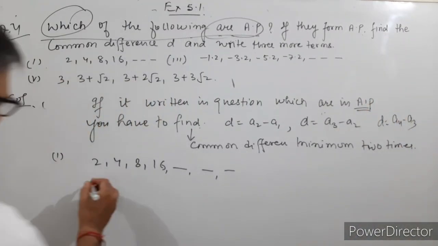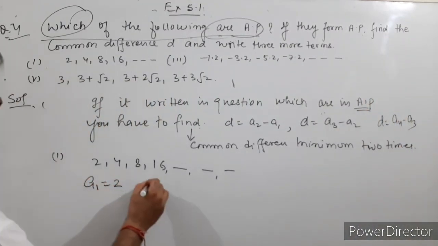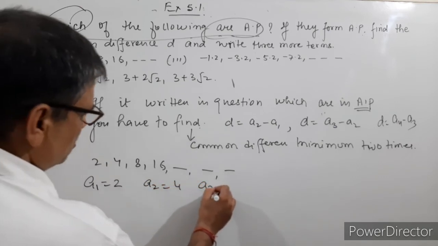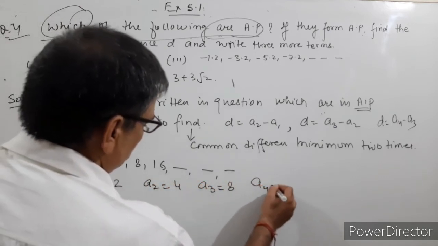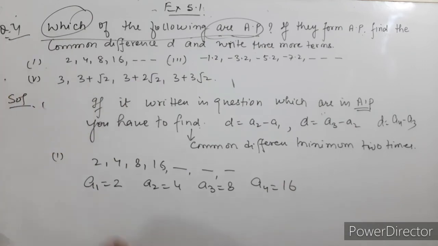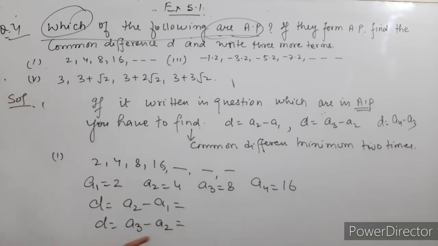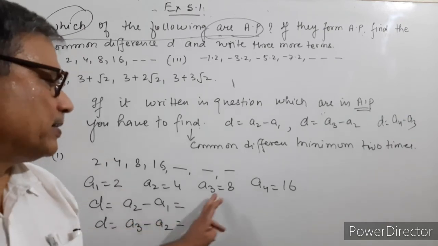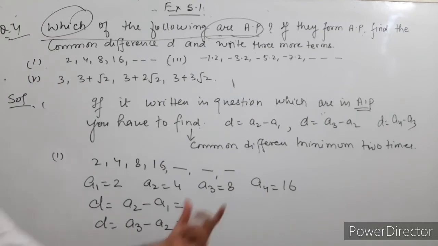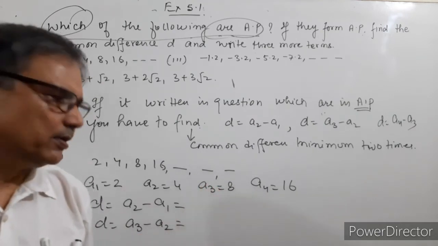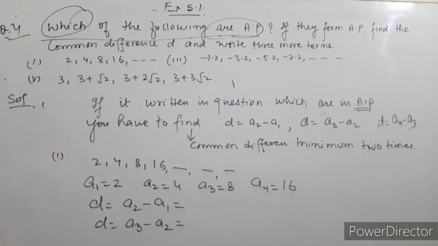तो दैट मीन A1 is equal to 2, A2 is equal to 4, A3 is equal to 8, A4 is equal to 16. We have to find out D, A2 minus A1. What is A2? Find yourself. And again D, A3 minus A2. मैंने A3 माइनस A2 निकाला है, आप A4 माइनस A3 भी कर सकते हैं. वी कैन फाइंड आउट A4 माइनस A3. फाइंड आउट फास्ट.